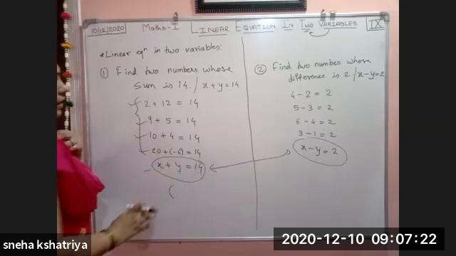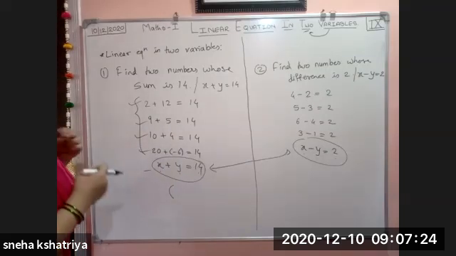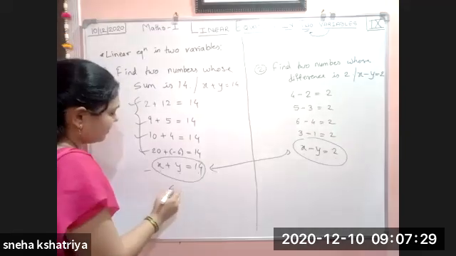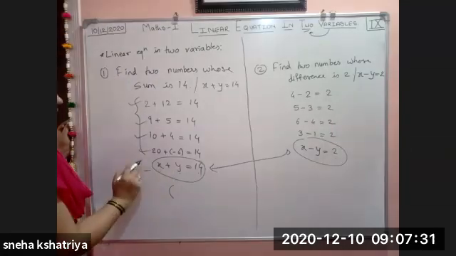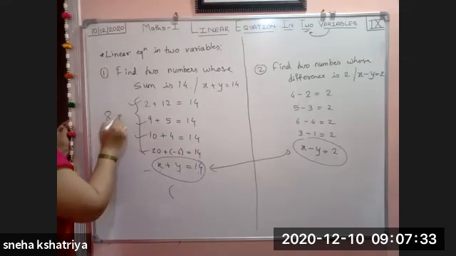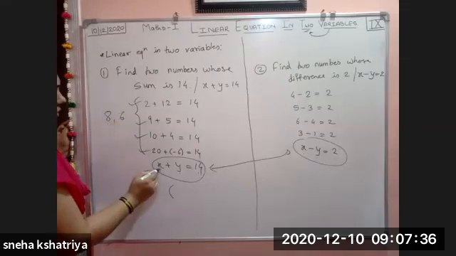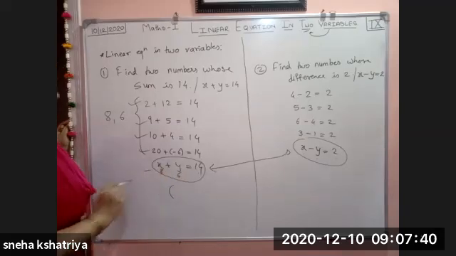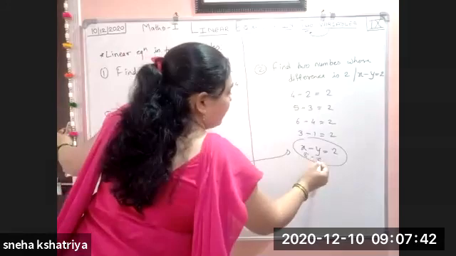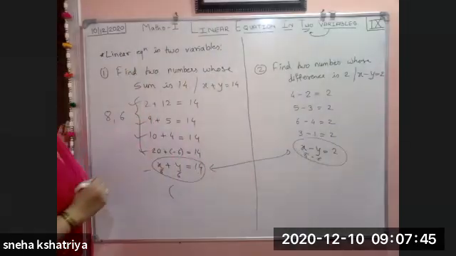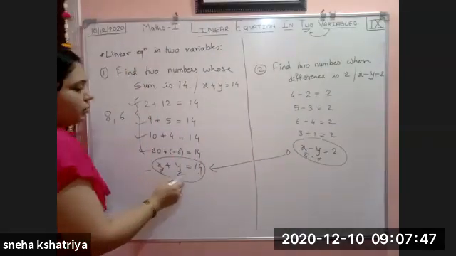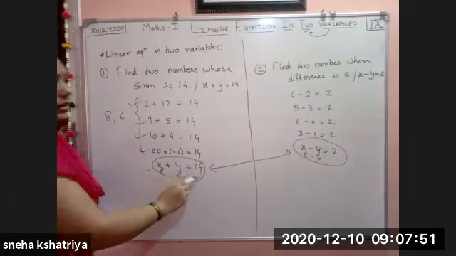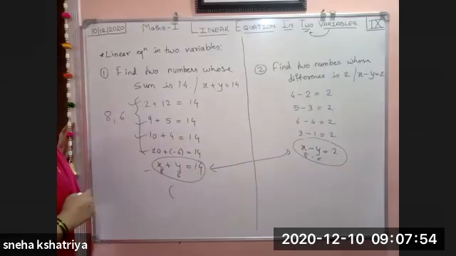If we are going to find this, we can get any number which is common. I guess this is 8 and 6. If we take 8 and 6, the addition is 14, and 8 minus 6, the subtraction, is 2. So these are the two numbers which satisfy both the conditions.